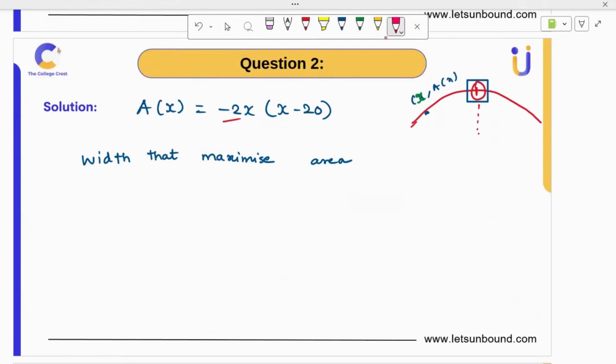When in factored form, the vertex will be exactly at the midpoint. So find the midpoint of the factors you can see here. x means 0. x minus 20 means 20. So the midpoint is 0 plus 20 by 2, which is 10. So something 10 comma something. So the width that maximizes the area is 10 meters. If you even give 11 meters, it will be less than at 10. So 10 is the dimension that will maximize the area here. That's it.